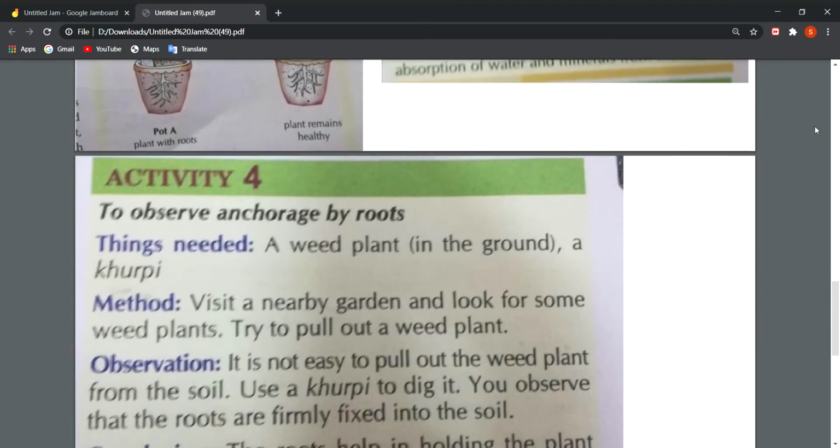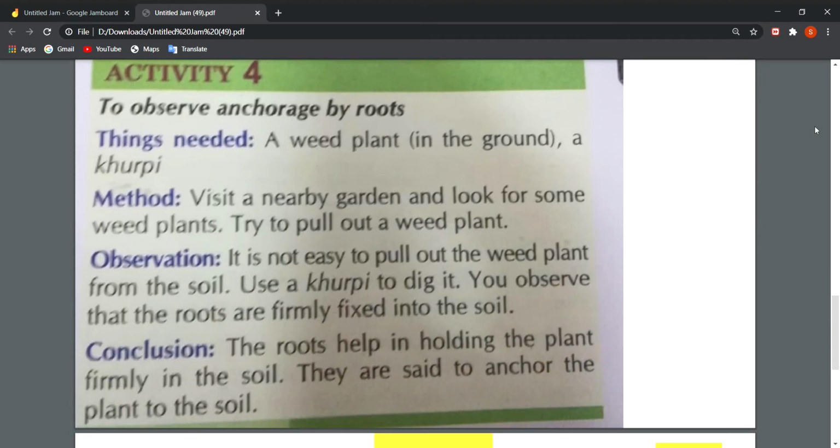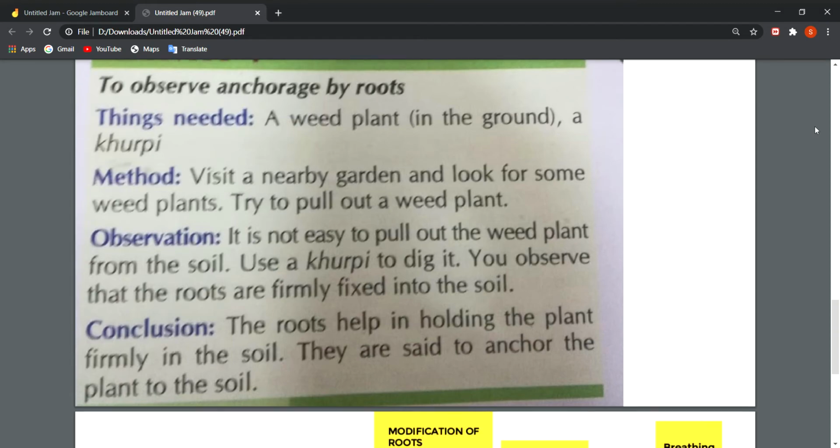Now we shall discuss another activity to show that root helps in fixation. For this you will again need a weed plant. If you move in your garden or any garden in your area and you see some grasses and unwanted plants there, you try to pull them out. You see that it is not easy to pull the grass or the weeds out. This shows that roots are firmly fixed into the soil.